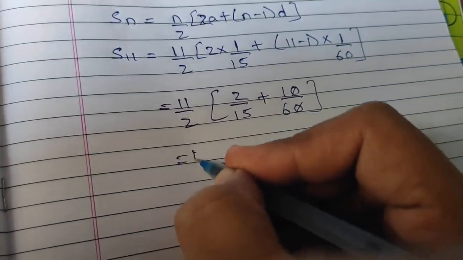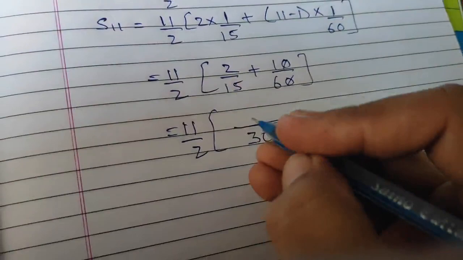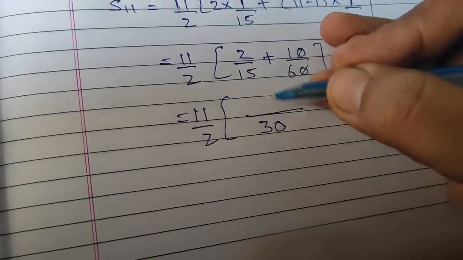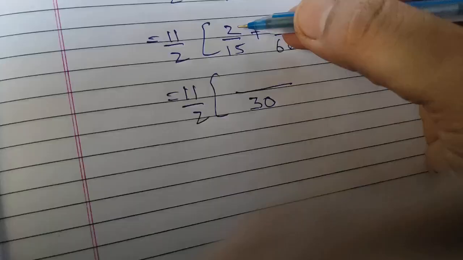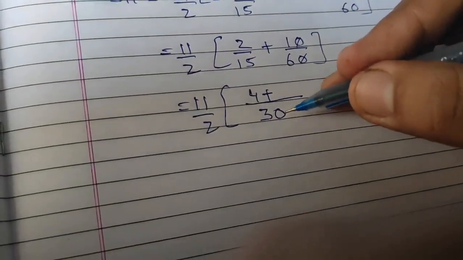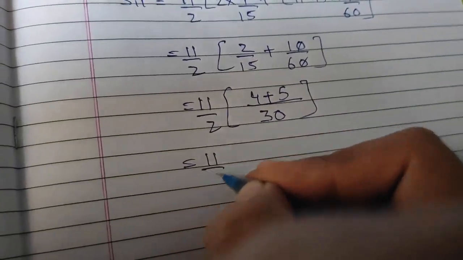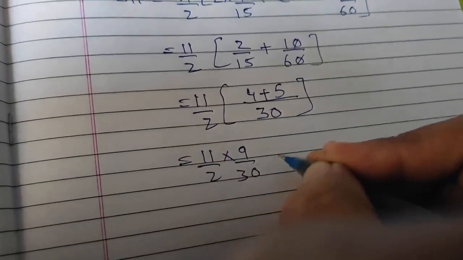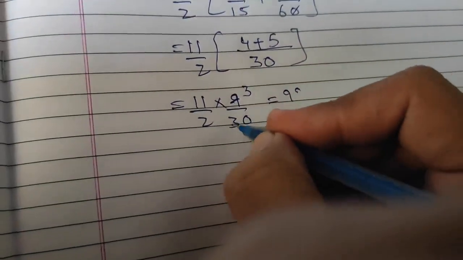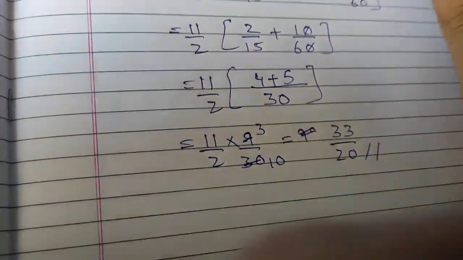0 and 0 cancel. Now take the LCM of 15 and 6, that is 30. In the table of 15, 15 2s are 30, so 2 into 2 becomes 4. And in the table of 6, 6 5s are 30, so 5 into 1 is 5. So finally you get 11 upon 2 into 9 upon 30. Let's cancel this by 3. 3 3s are 9 and 3 10s are 30. So the final answer is 33 upon 20.